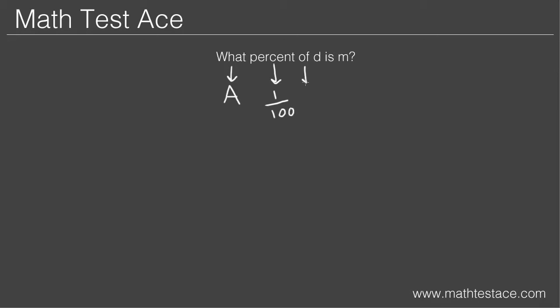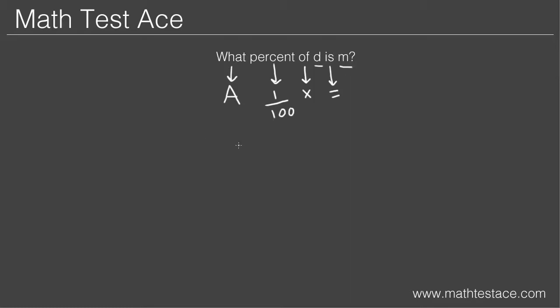Of means multiplied by. D is just the letter D. It's a variable. We don't need to know what it is because our answer is going to have D and M in it. If you saw this question on the SAT, you'd notice that all of the answer choices had D and M in them, meaning that you don't have to know what they are, you just have to keep them in your answer. Is is word problem language for equals, and M is just the variable M.